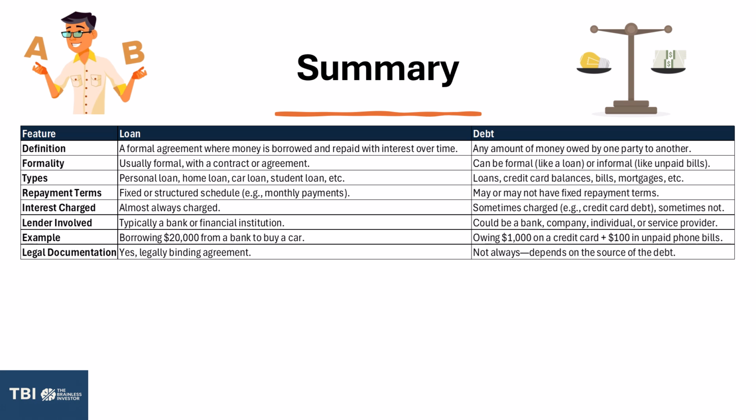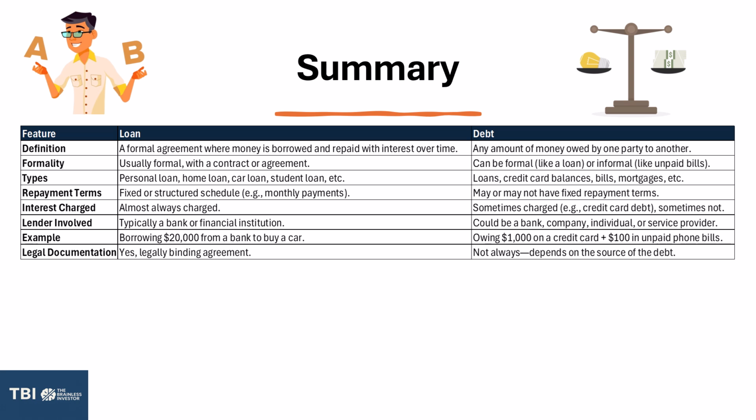So a debt, the definition of a debt is any amount of money owed by one party to another. It can be formal like a loan or informal like unpaid bills. The types of debt are loans, credit card balances, bills, mortgages, and more. Repayment terms may or may not be fixed.